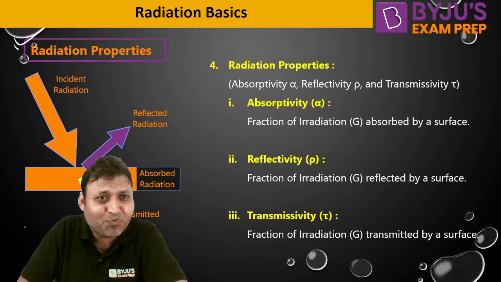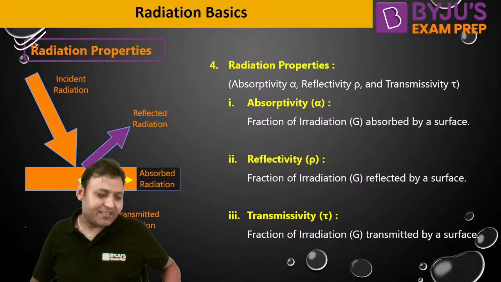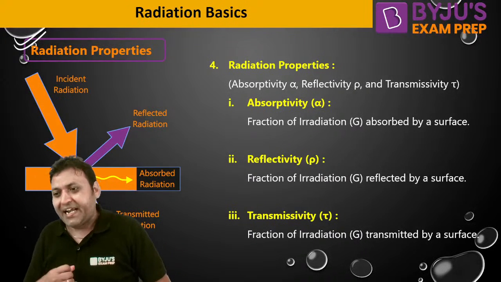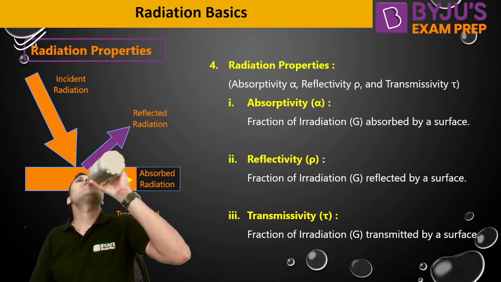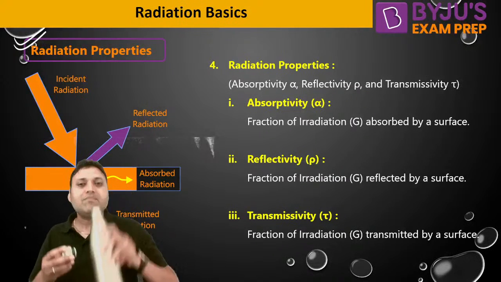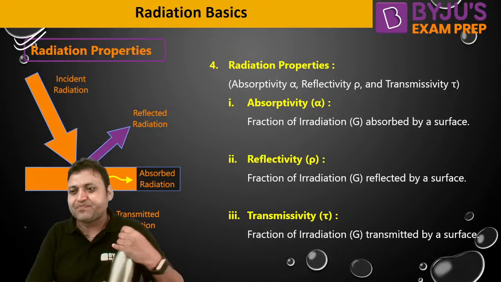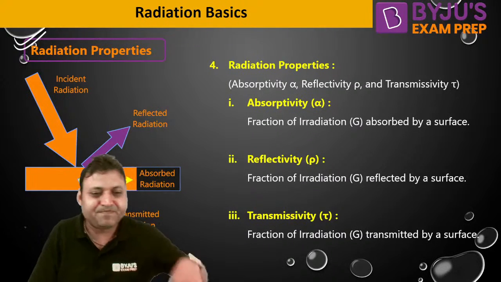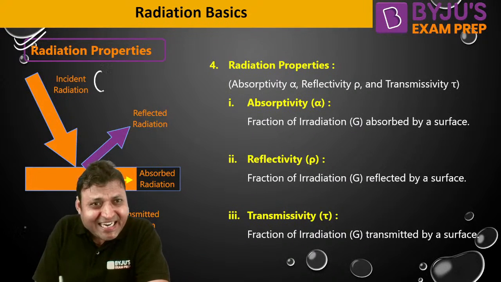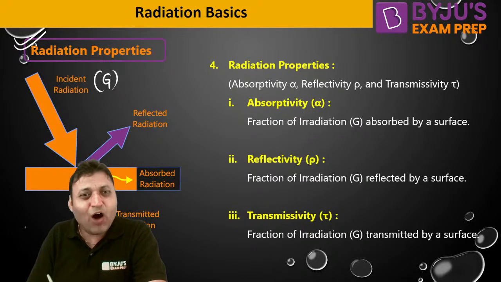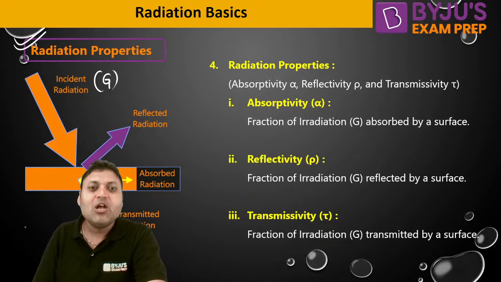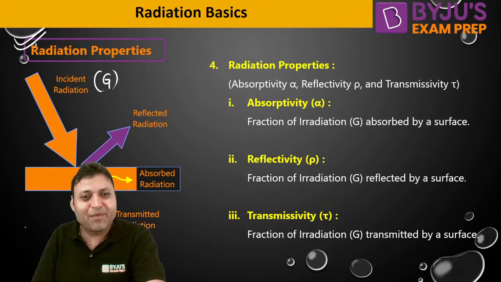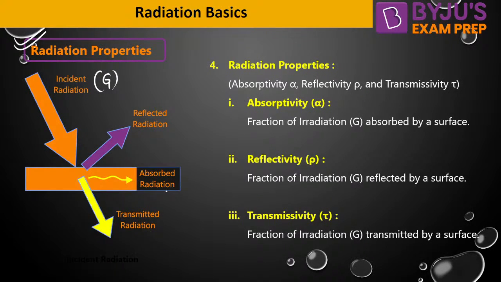Let us talk about the various properties of radiation now. Radiation properties. The radiation properties are absorptivity, reflectivity, and transmissivity. This is the incident radiation, let us say G. Out of the incident radiation, some fraction will be reflected by the surface, some fraction will be absorbed by the surface, and the remaining fraction will be transmitted by the surface, isn't it?